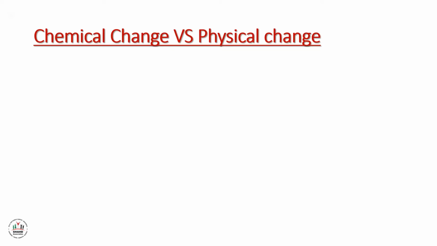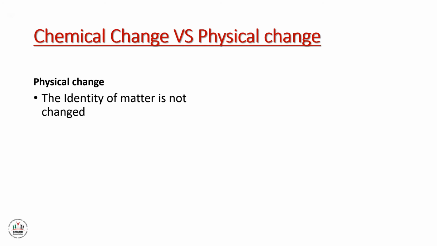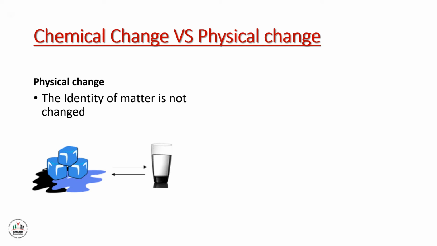Now, we will differentiate between chemical change and physical change. In physical change, the identity of matter is not changed. For example, if we melt an ice, it becomes liquid. The identity of ice is water, and the identity of the liquid is also water. Here in this example, the identity of the substance does not change, and this is called physical change.